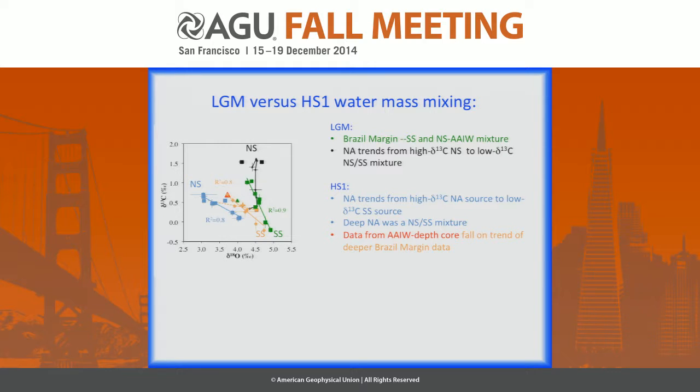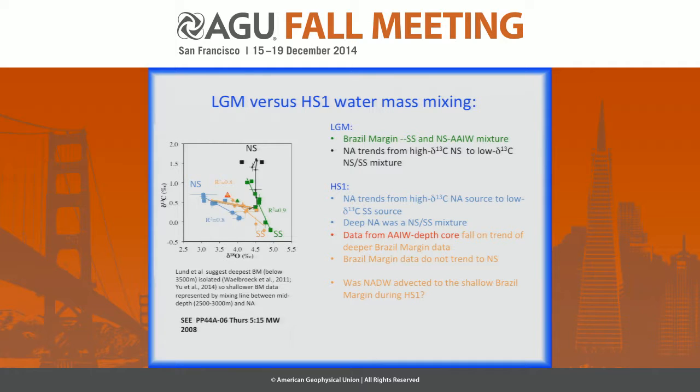During the Heinrich stadial, the data from the Antarctic intermediate water depth core, shown in red, now falls on the trend defined by the deeper Brazil margin data, confirming, in fact, that there was no influence of a third water mass during the Heinrich stadial. What's most puzzling about the Brazil margin data is that they don't trend to the northern source. And so we have to ask ourselves whether North Atlantic deep water was actually advected to the shallow Brazil margin during HS1.